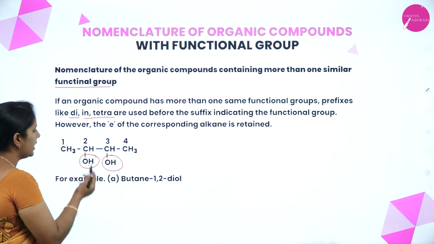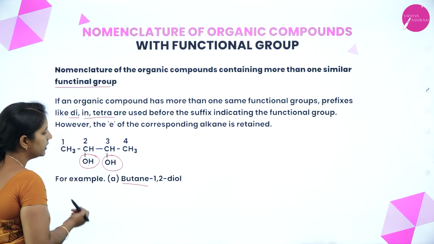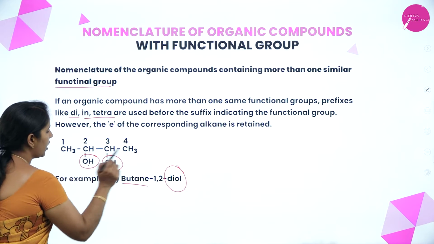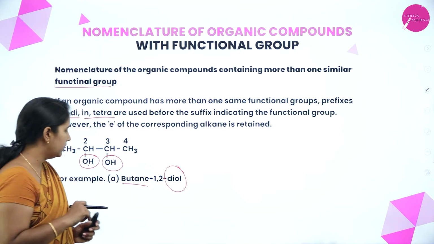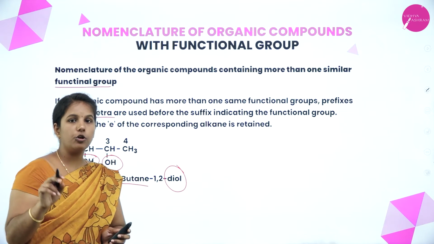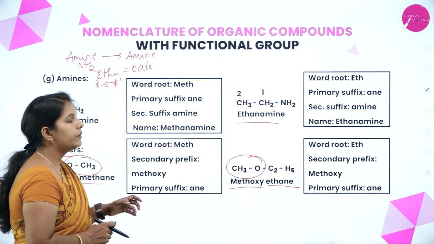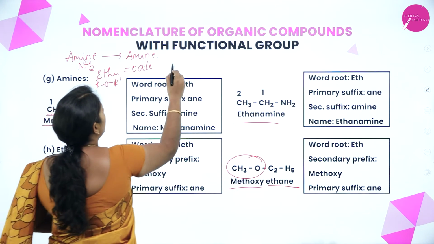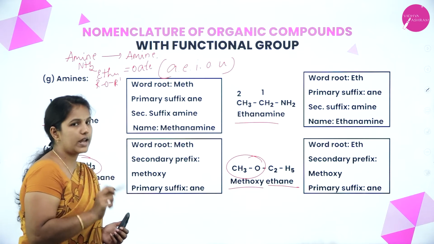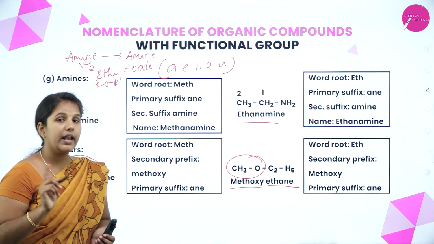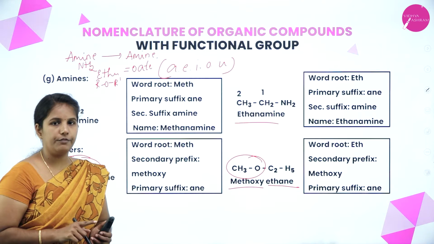While naming, we say that it is 4 carbon atoms, so it is butane, and it is 1,2-diol. Why have we used the diol? Because the same functional group is there, it should be used as di, tri and tetra. But while naming with the functional group containing a carbon atom, if the functional group ends with A, E, I, O, U, the next letter, if it is an E, should be omitted. That is the rule that we follow.